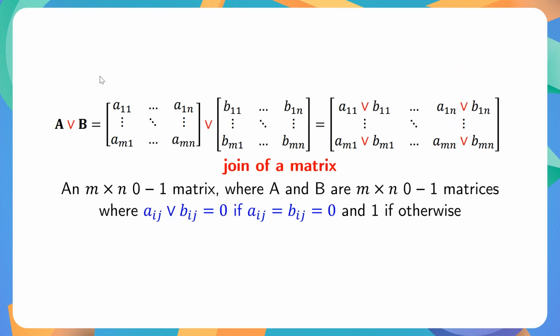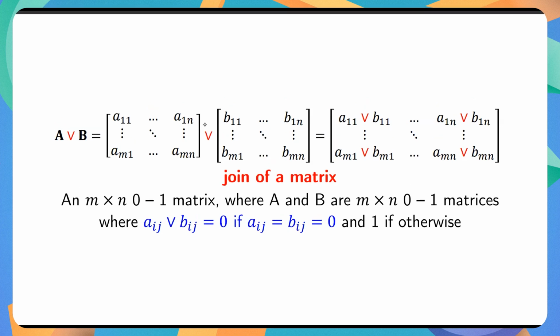Next is the join of a matrix, wherein, like the meet, it also needs to have the matrices be of the same dimension, and the resulting matrix would also be of the same dimension as well. A join B is equal to 0 if A and B are both equal to 0, and 1 otherwise. Again, this should be a familiar symbol, which is the logical OR operator.